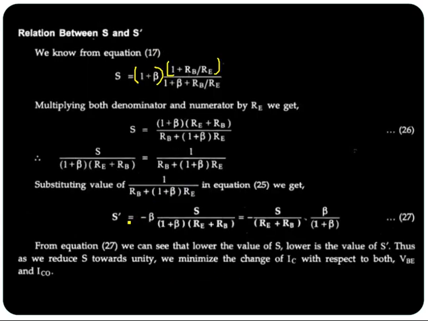So you can write this S dash as minus beta into S by 1 plus beta RE plus RB. This is the expression for S dash. From this equation we can see that if this S is small, this S dash will be small. Thus as we reduce S towards unity, we minimize the change of IC with respect to both VBE and ICO.